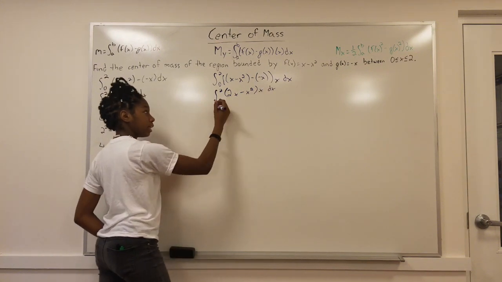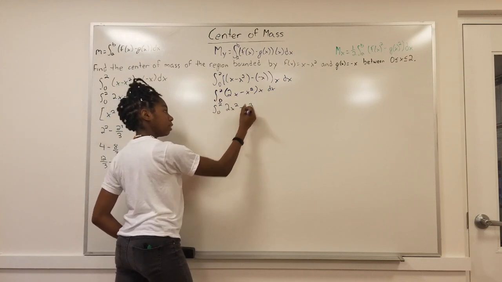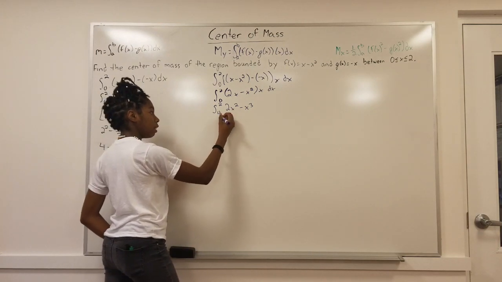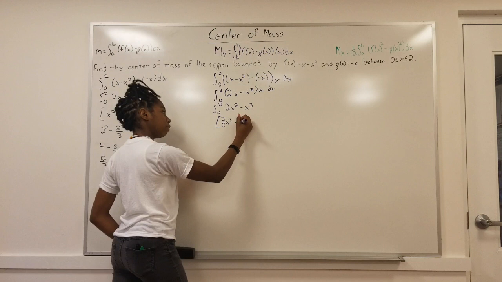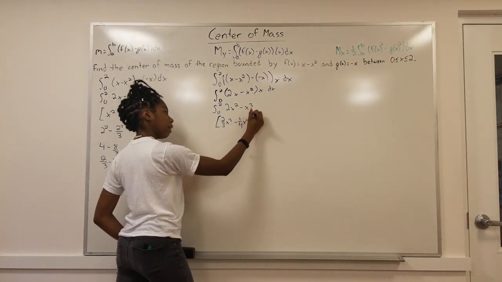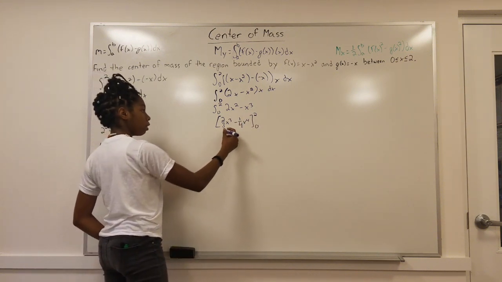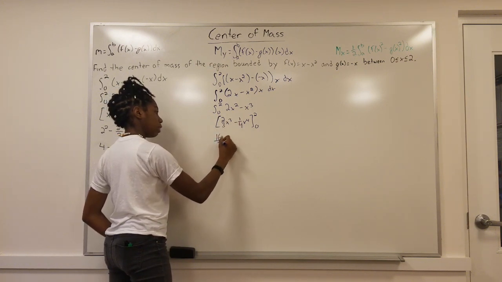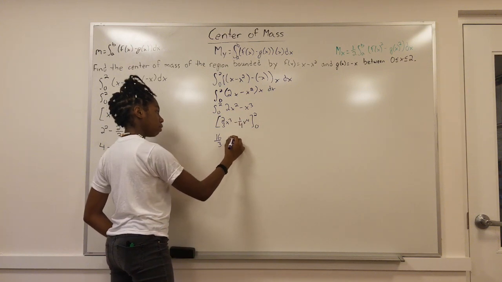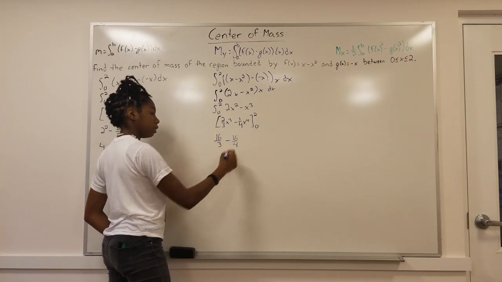So then you distribute this x, so you get the integral from 0 to 2 of 2x squared minus x cubed, and then you integrate. The integral of 2x squared is 2/3 x cubed, and the integral of x cubed is 1/4 x to the 4th. And then you are from 0 to 2. You plug in 2 again, so you get 2 cubed is 8 times 2 is 16 over 3 minus 2 to the 4th, which is 16 over 4. And then you keep the 0 out.